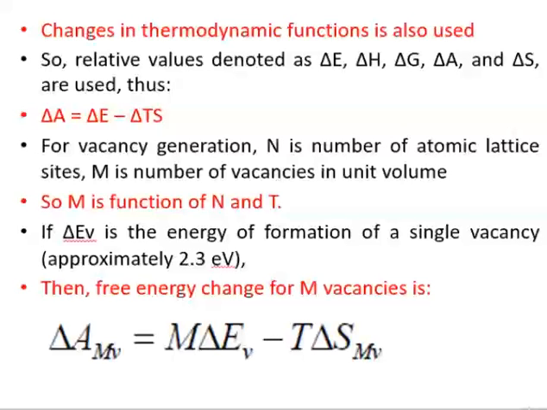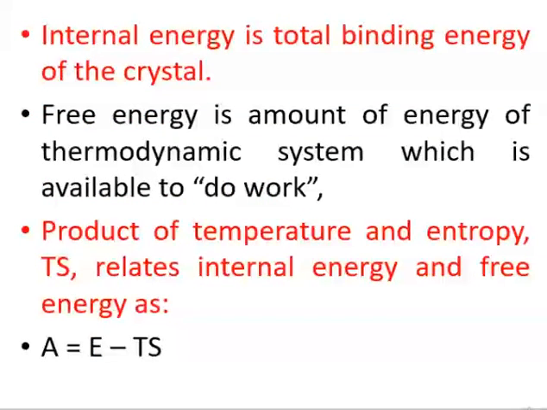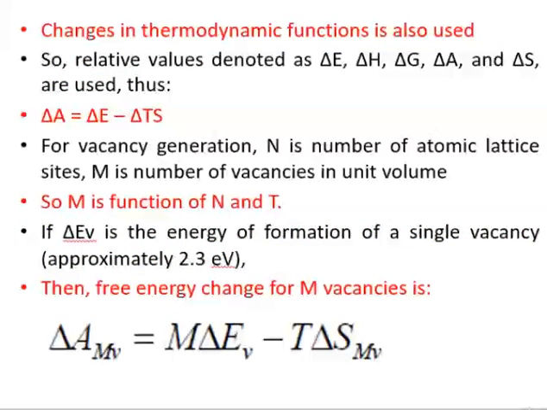Now, we can also do our analysis if we consider relative values of these 4 parameters or 6 parameters in addition to the T and S. If we assume delta E stands for a given change in the value of E, delta H the same thing, all these delta stand for changes in those parameters. Now our equation here, where we have A equal to E minus TS, we can rewrite it as delta A is equal to delta E minus delta TS.